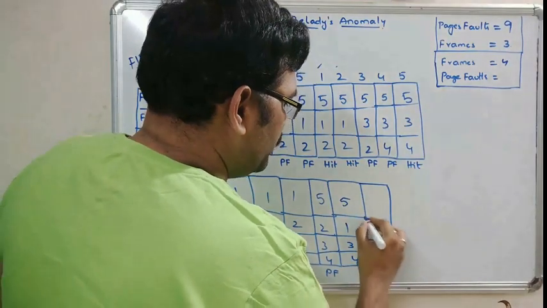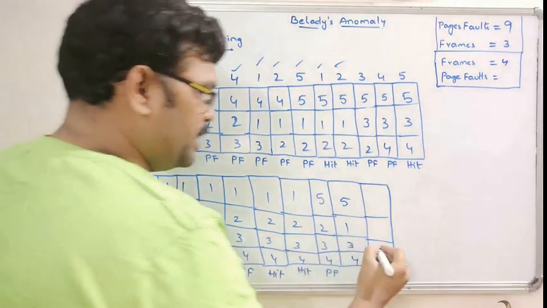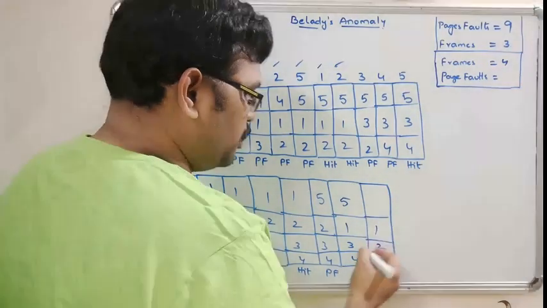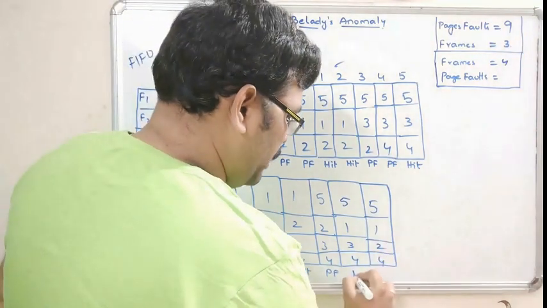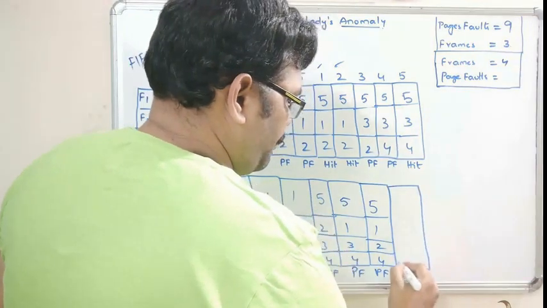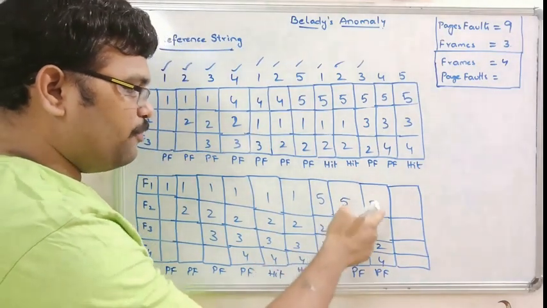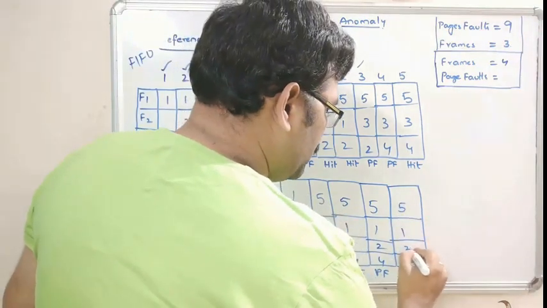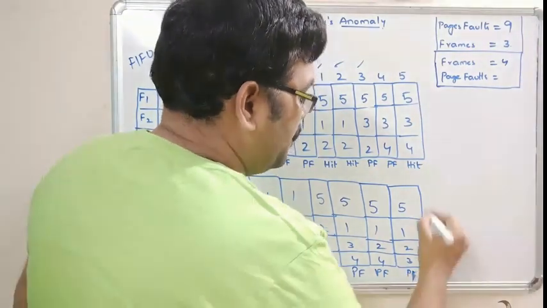Again, the next one is 2. 2 is not available, and among these, 3 is the first one. So the page 3 is swapped out and 2 is swapped in. Again, this is a page fault. Next, 3 is not available. Among 5, 1, 2, 4, 4 is the first one, so we replace 4 with the required 3. That is a page fault.